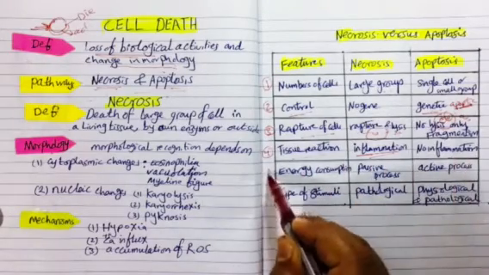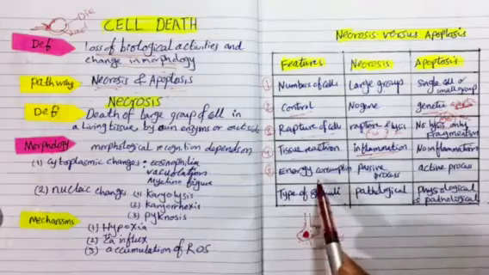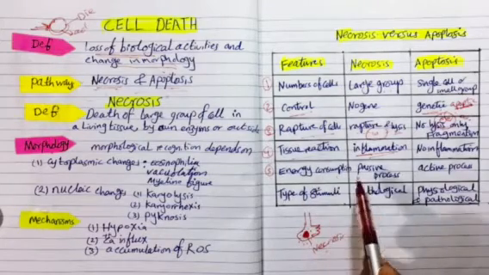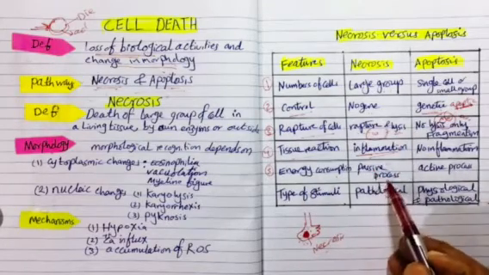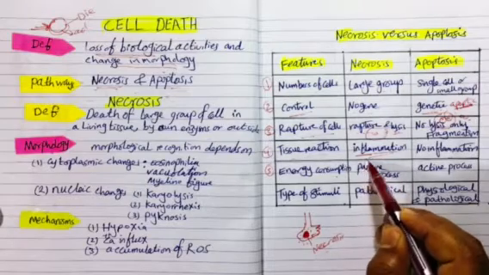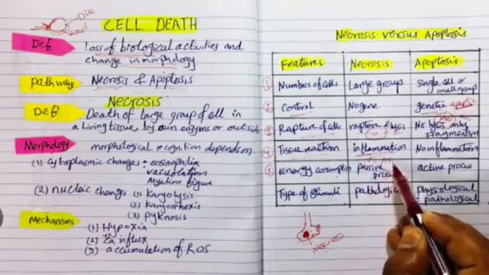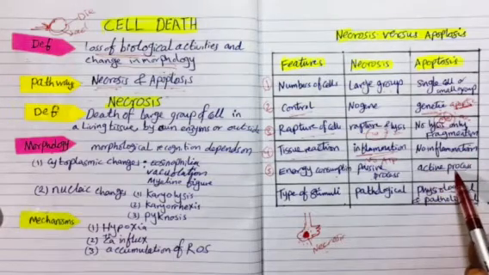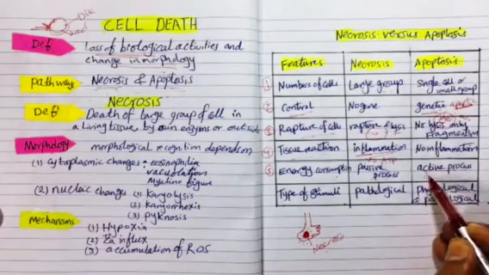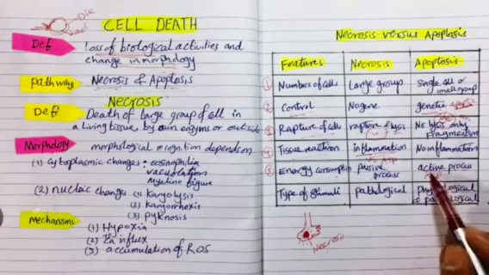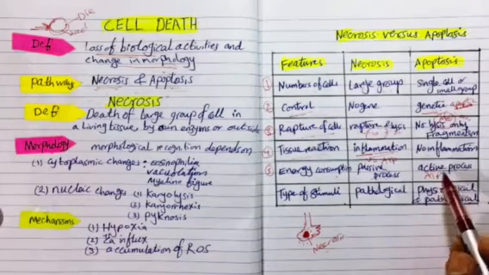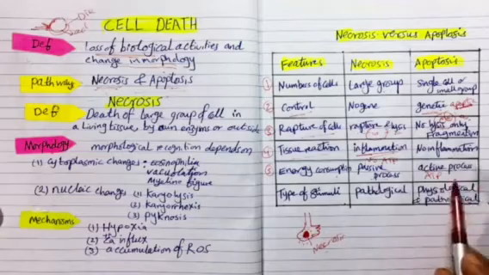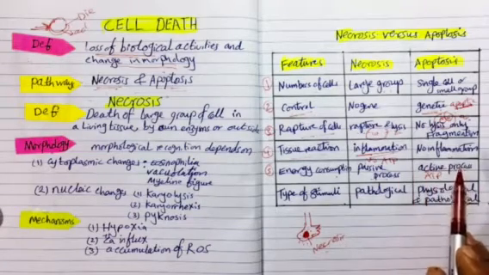The fifth point, which is also a very important feature, is energy consumption. In necrosis, this is a passive process, so no ATP consumption, while in apoptosis this is an active process. That is to say, it needs ATP, and this is a very important point to differentiate between the two pathways of death.